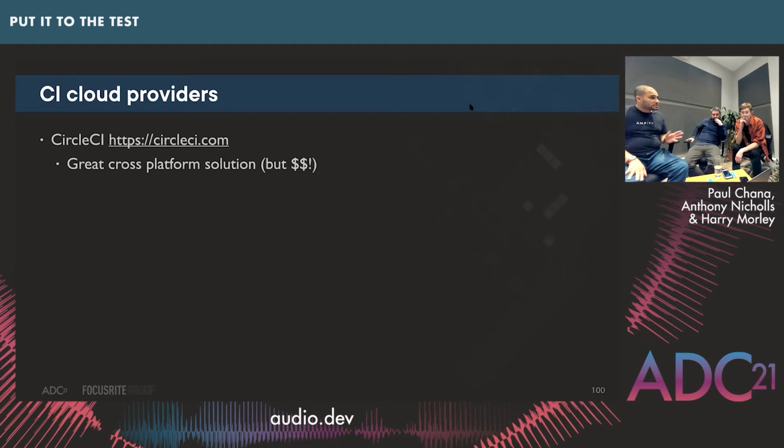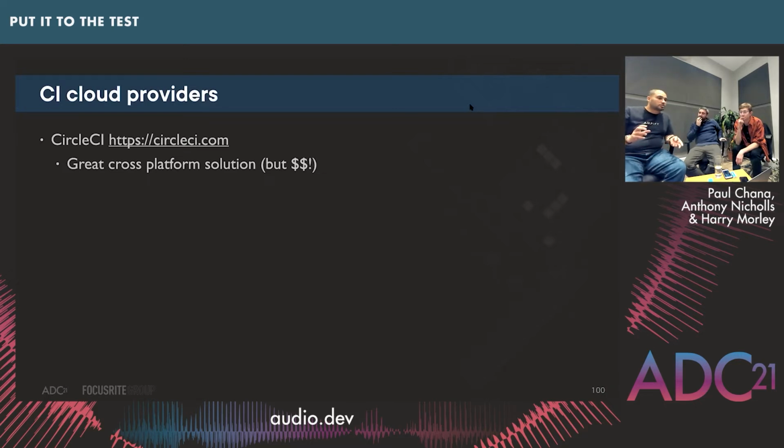Yes. So in terms of cloud providers, at Focusrite, Ampify, and Novation, we use CircleCI. So really good cross-platform solution. They support Mac, Windows, Linux. You can use Docker containers, which we use quite a lot.